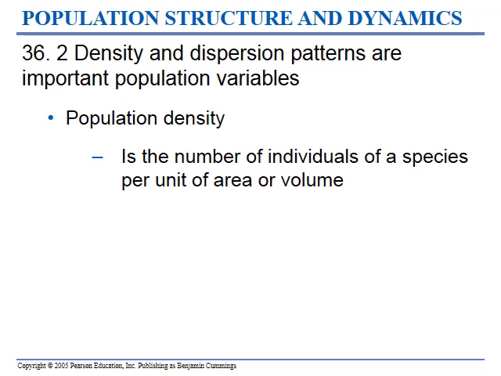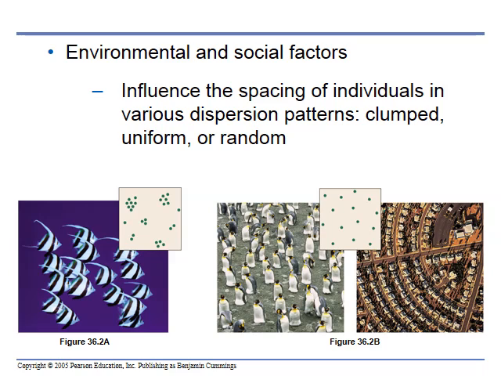Density and dispersion patterns are important population variables. So how dense the population is overall, and whether they're clumped up into little groups, or evenly spread out, or random. Those are the population density things that we worry about. Here you have an even dispersion of penguins. You have clumps of fish, and you can have random populations where it's random. Clumps are not necessarily random. It's the way things either move or grow. And then again, you have uniform.